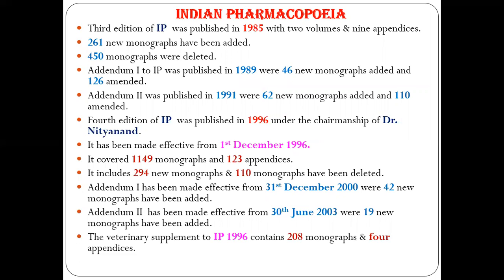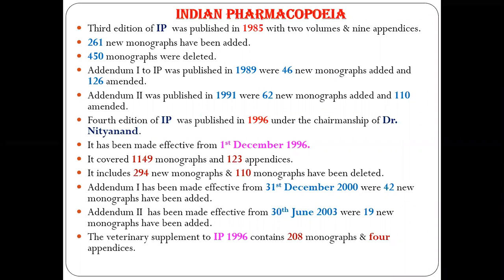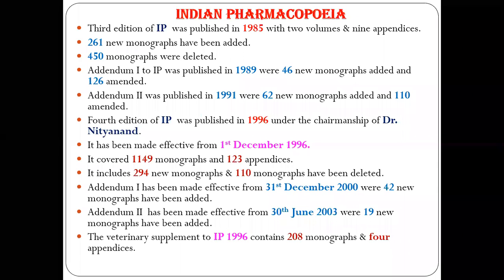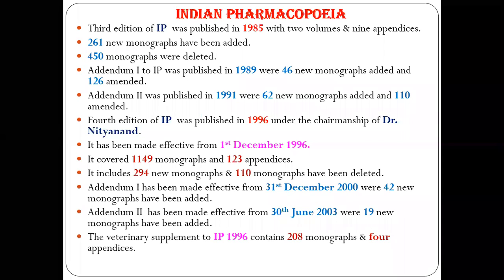Then the third edition of Indian Pharmacopoeia was published in 1985. And in this edition, they divided it into two parts, that is volume 1 and volume 2. And inside those volumes, they added 9 appendices. 9 appendices means 9 parts for that one volume. One volume has 9 parts, and another volume has 9 parts inside the book itself.